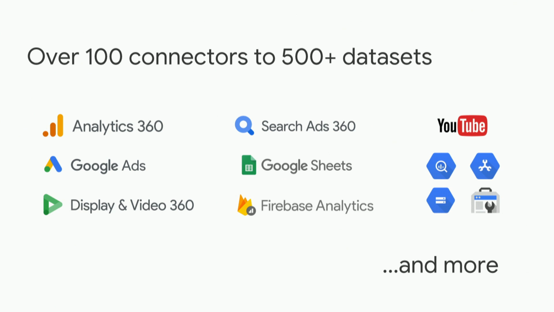So we really invested heavily in Data Studio and enabling you to connect to all of your different data sources and data sets. Today that means that we have over 100 different connectors connecting to 500 plus data sets. And you'll see some common names on that list: Google Analytics, Google Ads, things like Search Console. So we have a wide breadth of Google connectors. But we also know that it's really important to be able to connect to data outside of Google, which is where our Community Connector program comes in.